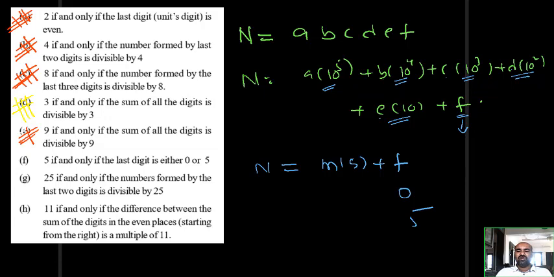Because possible f values are from 0 to 9 only, no? That is the digit. So what are the possible values? I can say 0 and 5 only. If f is 0 or 5, the total number is divisible by 5. That I wrote here. A number is divisible by 5 if and only if the last digit is either 0 or 5.